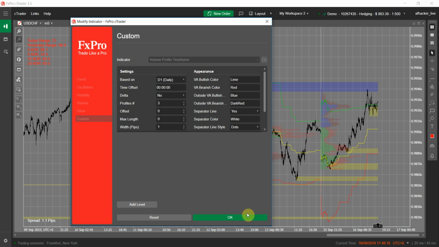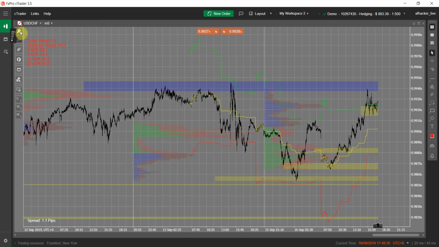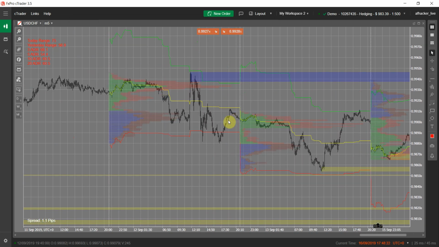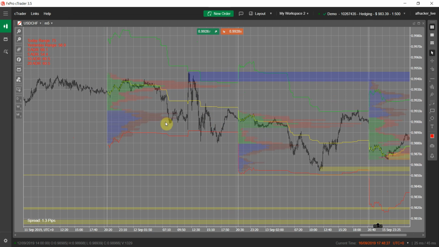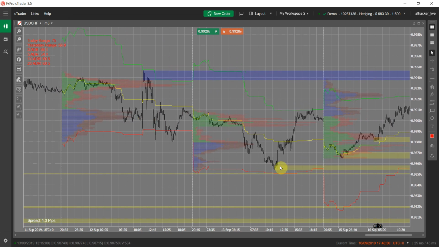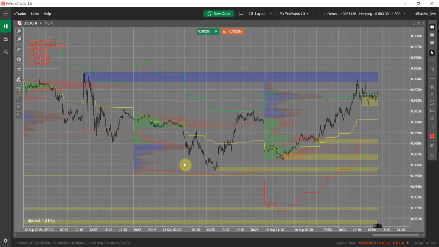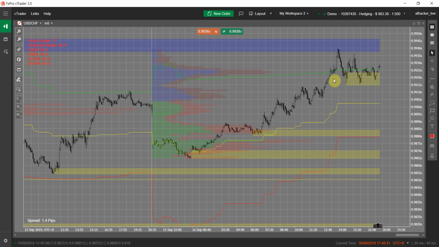Is there any zone? There is no signal here. Here we have a sell signal. We don't have any buy signal here. Okay, there is a sell signal, as you can see.